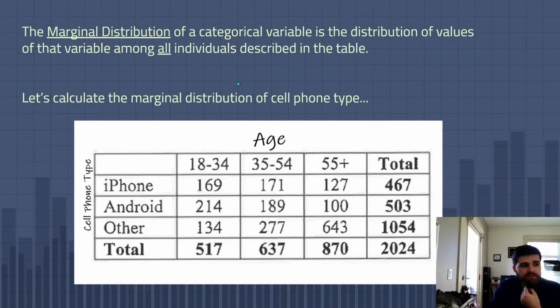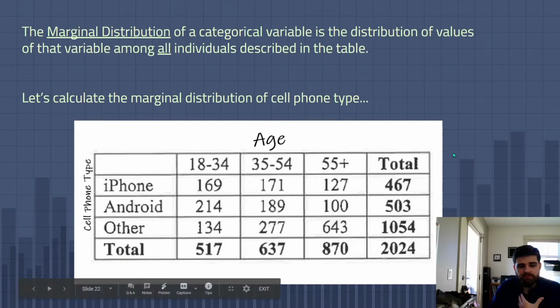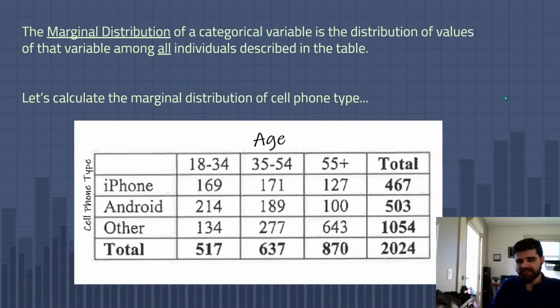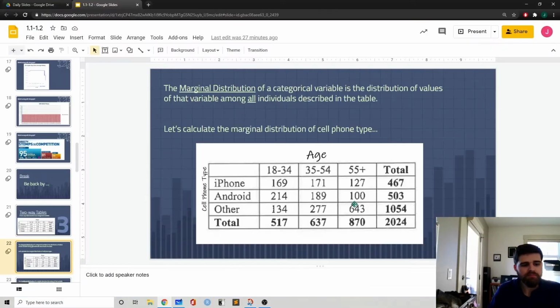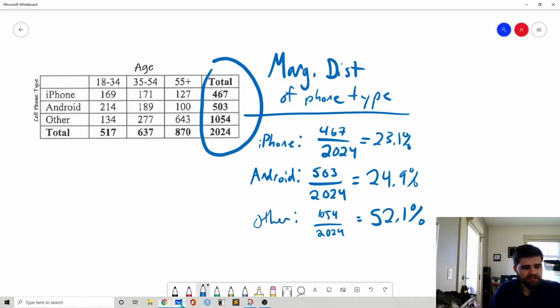So one of the things we can do is calculate the marginal distribution. Marginal distribution gets its name because we're looking at the numbers in the margin or on the outside. So this describes the distribution of one of the variables and kind of ignores the other one. For example, we could look at the marginal distribution of phone type. So we would just look at the totals, the breakdown of who owns what type of phone.